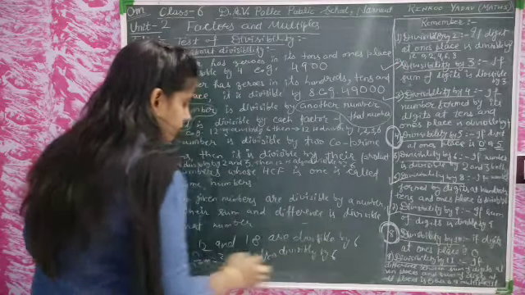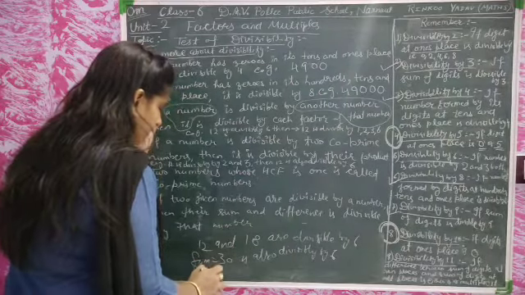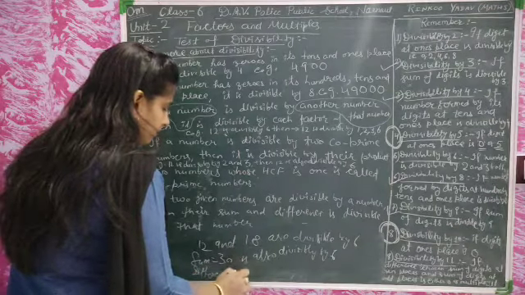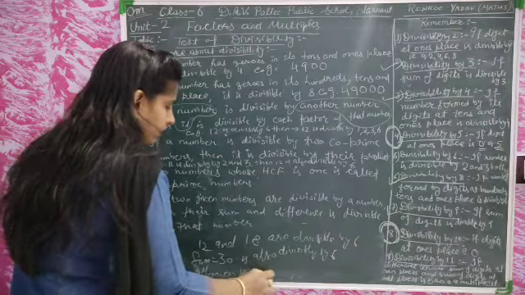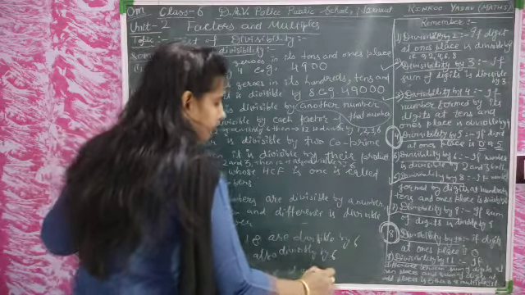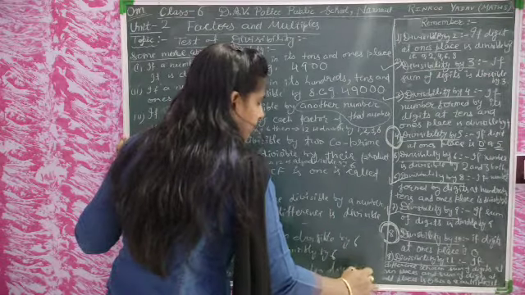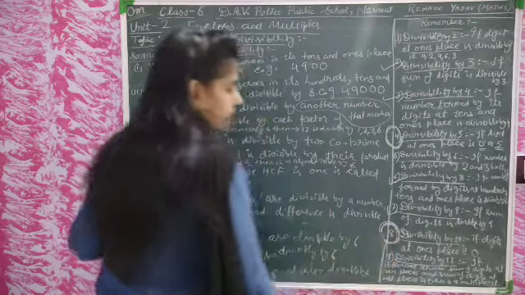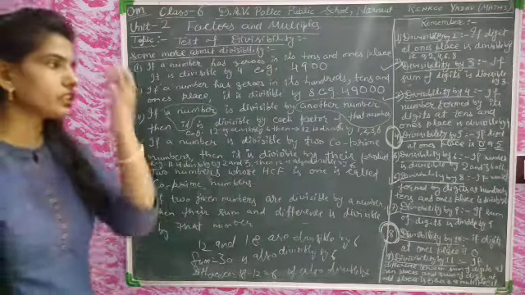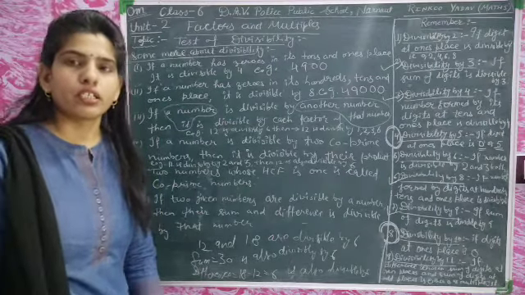Their sum is also divisible by 6, and their difference, between 12 and 18, that is 6, is also divisible by 6. Is it clear, students? These are the properties related to divisibility rules.